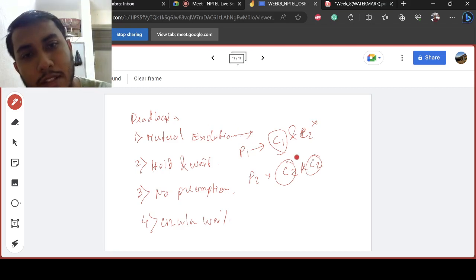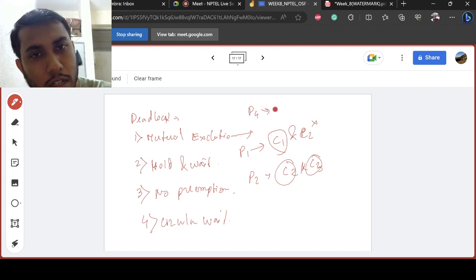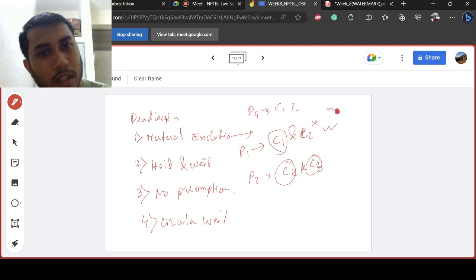But suppose P4 currently needs C1, then what will happen? This one will also wait. But C1 can complete if P1 releases it. So in hold and wait, what happens? When a process is requesting some resource, the thumb rule is it can be allocated all the resources at a time, such that this part of acquiring one after another is not there.